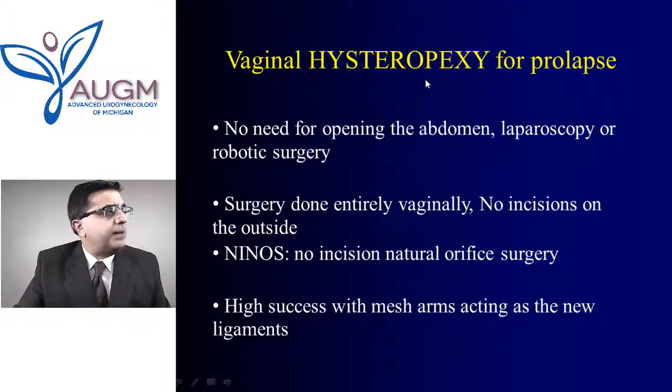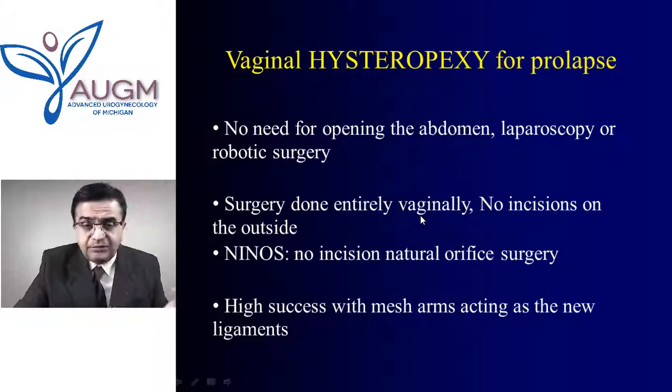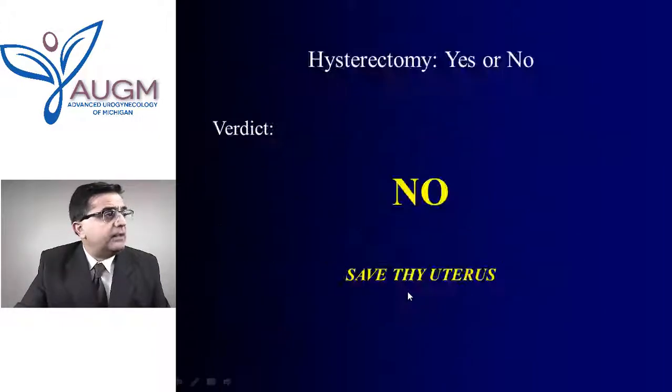What are the advantages of this approach? No need for opening the abdomen because this is done entirely from the vagina, something we have coined a term, NINOS: no incision natural orifice surgery. That means there is no cutting on the outside. It is done right from the natural orifice, which is the vagina itself, where we do this operation. You can't even see anything on the outside. It's done completely from inside the vagina. There's a high success with the mesh arms acting as the new ligaments.